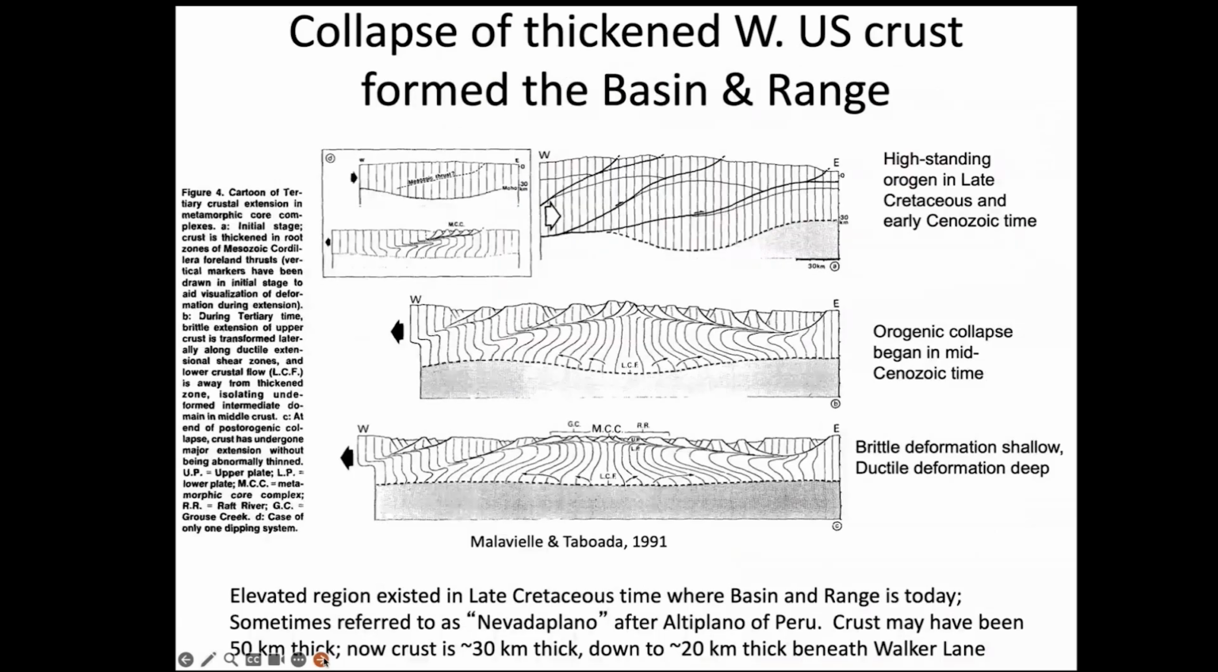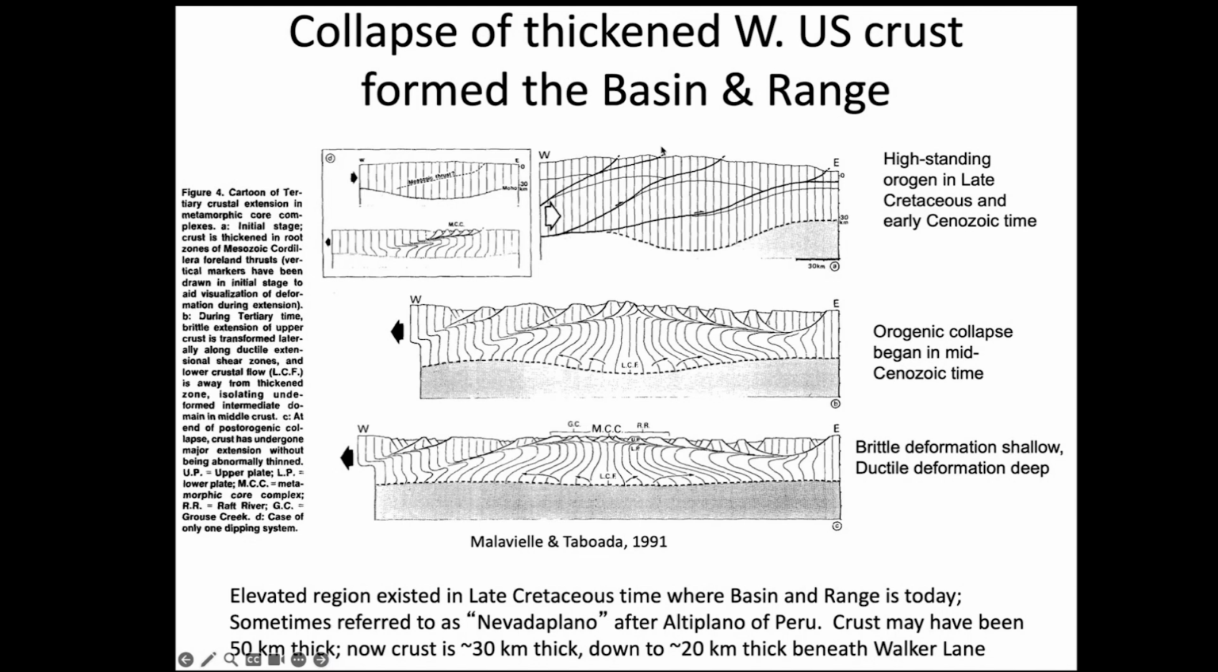All right, so how do we go from thickened continental crust that existed in the Cretaceous and even into the early Cenozoic into the present Basin and Range? And this is one way that people do it. So here we have a sequence of crustal profiles from a compressed to an extended state.